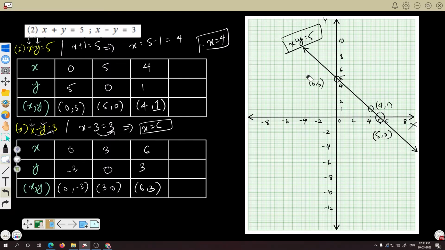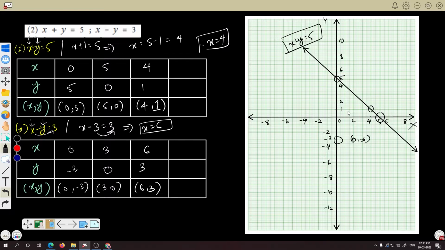Now before plotting the graph for the second equation, I'll erase the coordinates. Fine. For the second equation, the first point is 0 comma minus 3. So it means x coordinate is 0 and y coordinate is minus 3. So along the negative y axis, I need to find minus 3. Exactly between minus 2 and minus 4, I have minus 3. So this point is 0 comma minus 3. I hope this is clear.